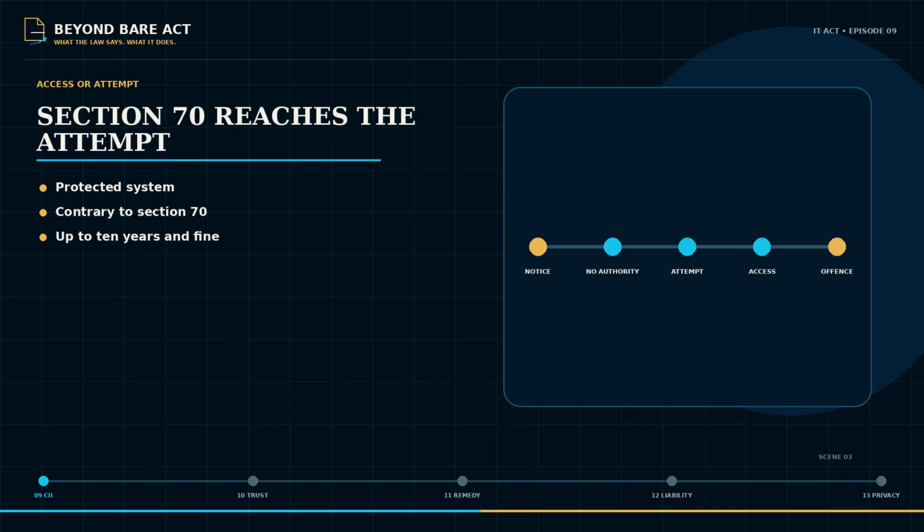Section 70 treats access with unusual seriousness. A person who secures access or attempts to secure access to a protected system in contravention of the section may face imprisonment extending to 10 years and a fine.